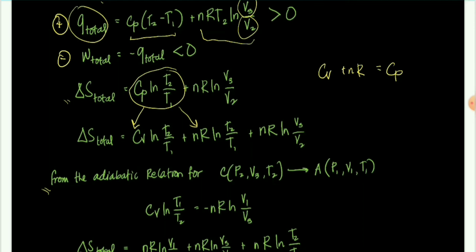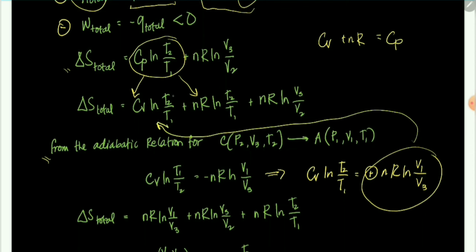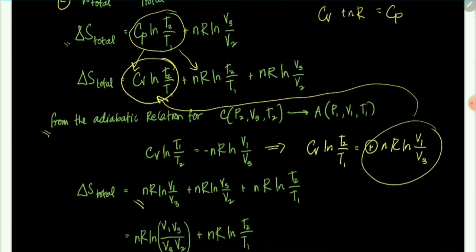If you derive the adiabatic relation for that, you will arrive at CV ln T1 over T2 is equal to negative nR ln V1 over V3. So this also means that CV ln T2 over T1 is equal to positive nR ln V1 over V3, because the previous one is negative. We can substitute this into the equation. So delta S total is equal to nR ln V1 over V3 plus nR ln V3 over V2 plus nR ln T2 over T1.